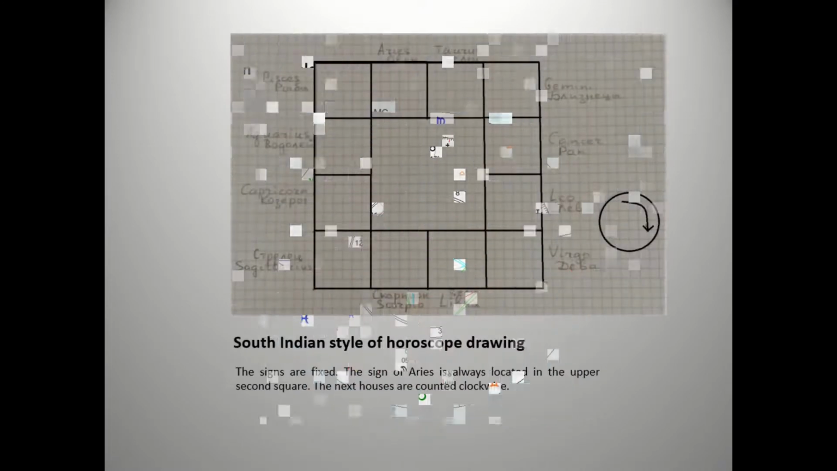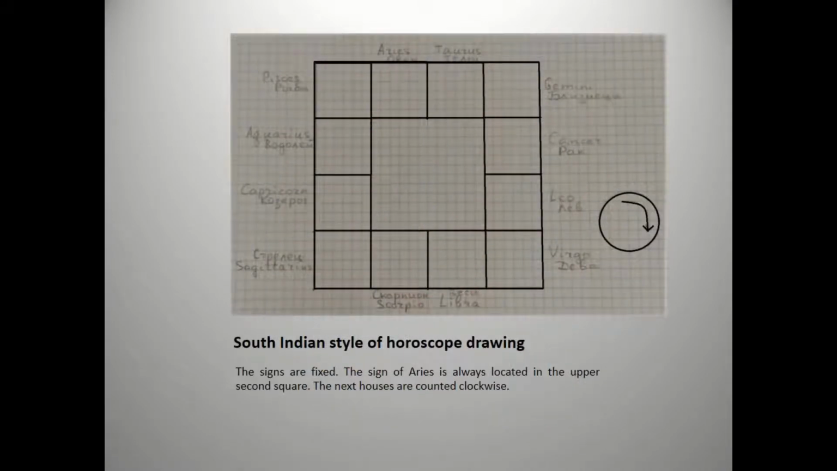South Indian style of horoscope drawing. The signs are fixed. The sign of Aries is always located in the upper second square. The next houses are counted clockwise.